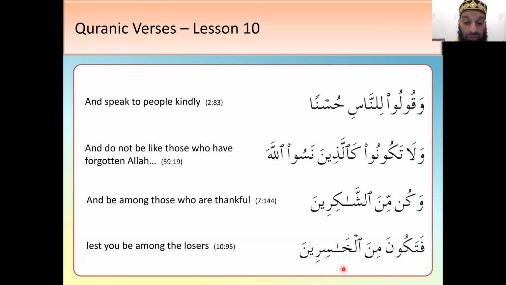Al-khasirin. I don't know if we've done khasirin before, but khasirin means losers. أعوذ بالله من الشيطان الرجيم بسم الله الرحمن الرحيم والعصر إن الإنسان لفي خسر. Indeed, mankind is in loss. Khasirin is the loser. Losers. All done? 4 minutes left. I think, inshallah, in 4 minutes we're going to finish and then you can all pack up for the day.